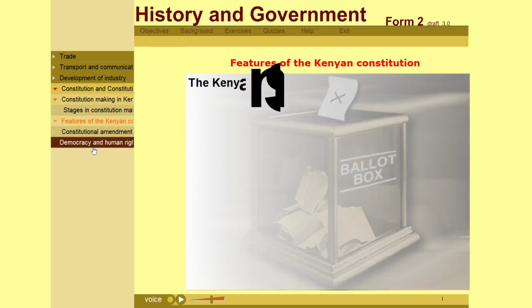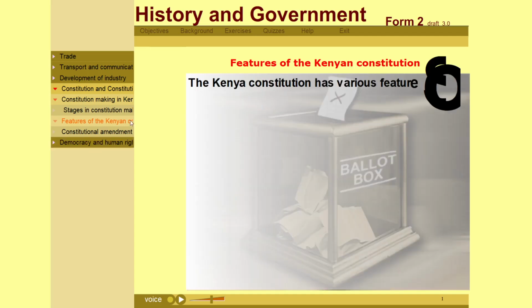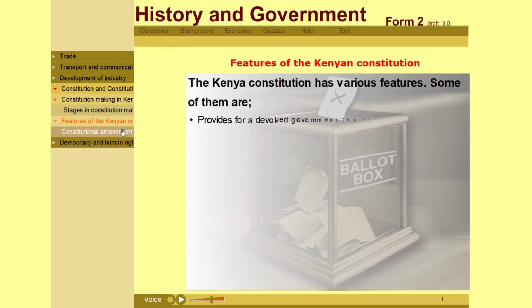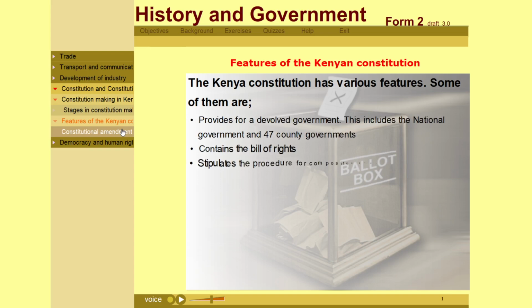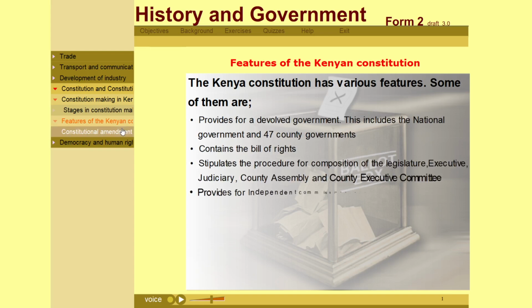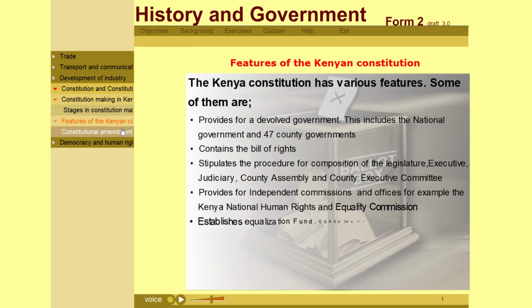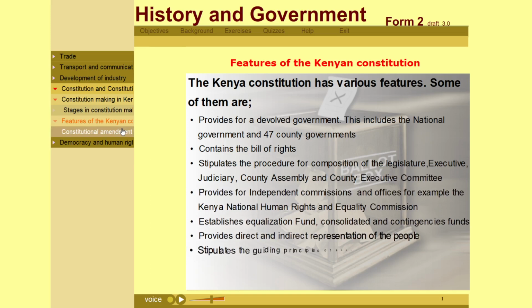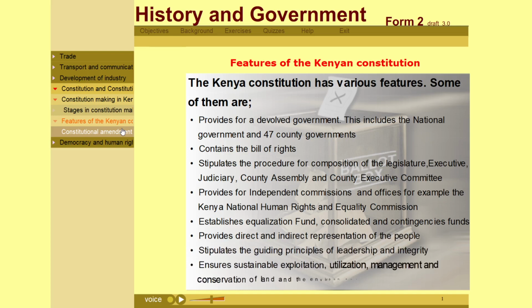The Kenyan Constitution has various features. They include: it provides for a multi-party system of government, contains a Bill of Rights or civil rights for citizens, stipulates the procedure for the composition of the National Assembly, provides for an independent judiciary, gives the ways in which one can become a Kenyan citizen, provides for an independence of the Electoral Commission, and establishes the Consolidated Fund.